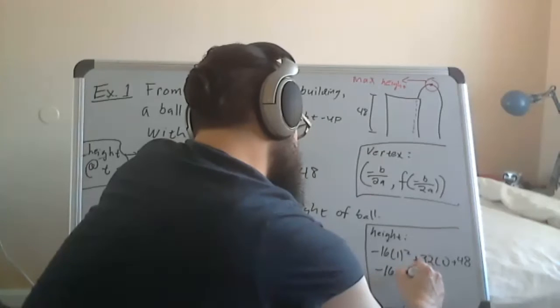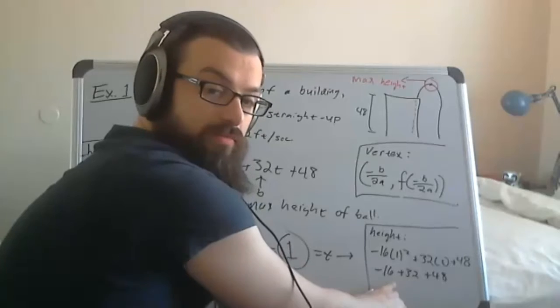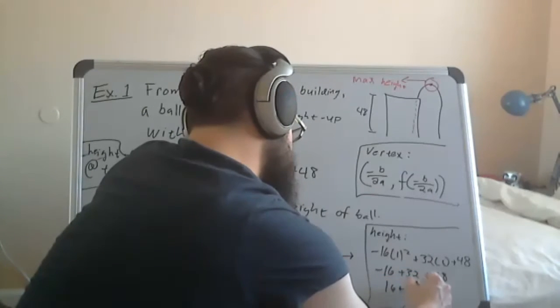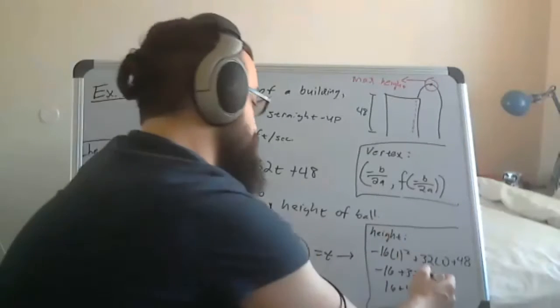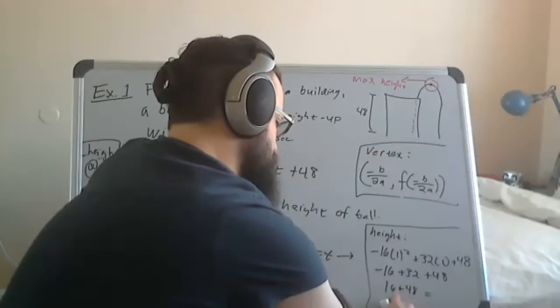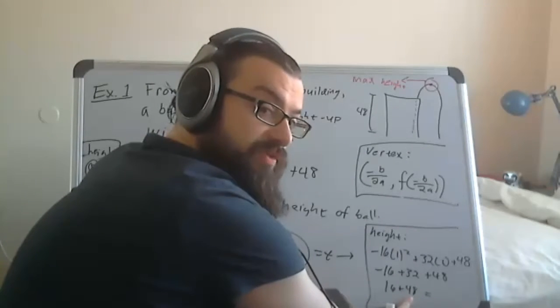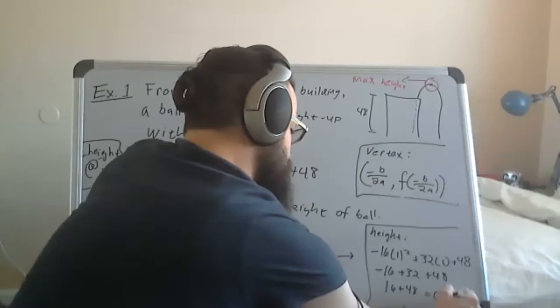Negative 16 plus 32 plus 48. 32 minus 16 is 16, plus 48. Well, 6 plus 48 is 54, plus another 10 is 64.